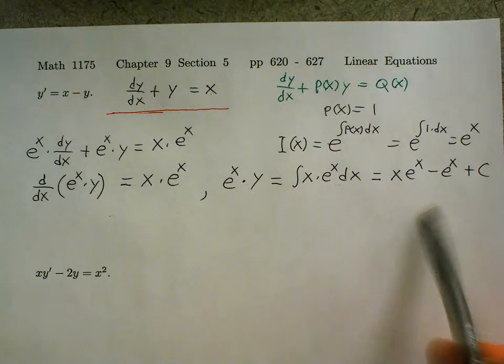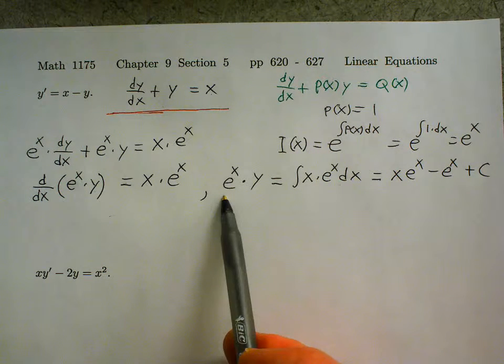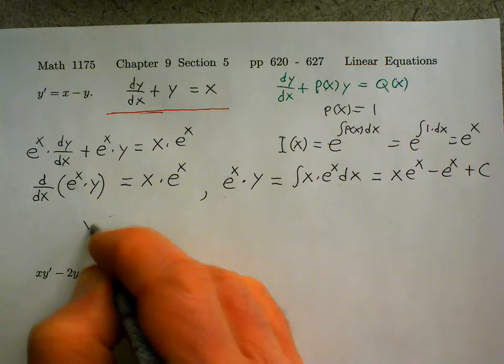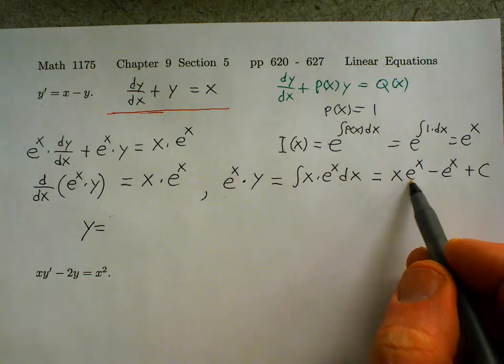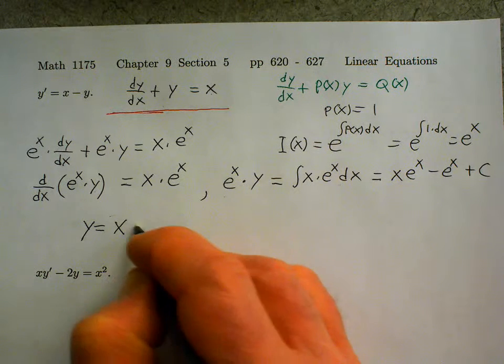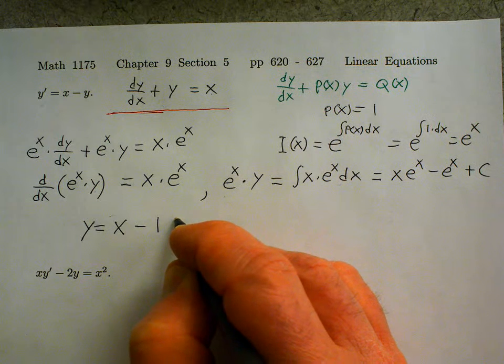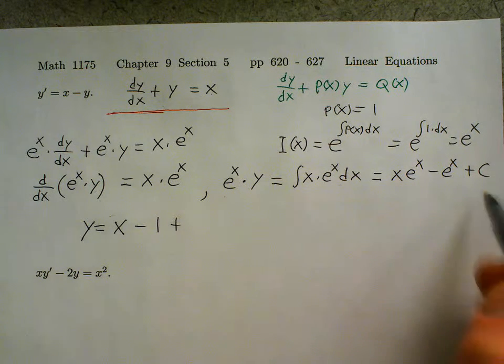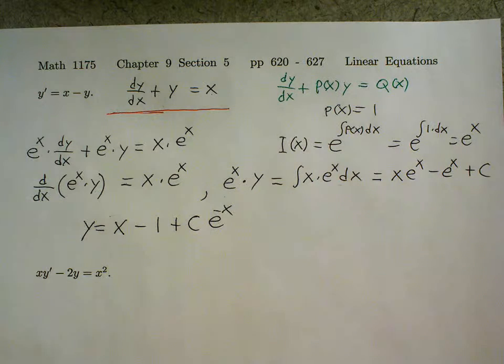Okay, the goal is to solve for y, so now we just divide every term on both sides by e to the x. And we get y equals x times e to the x divided by e to the x is x, and then minus e to the x divided by e to the x is minus 1. And we can divide c by e to the x, but that's equivalent to multiplying c by e to the negative x. So we can write the solution for y in that form.